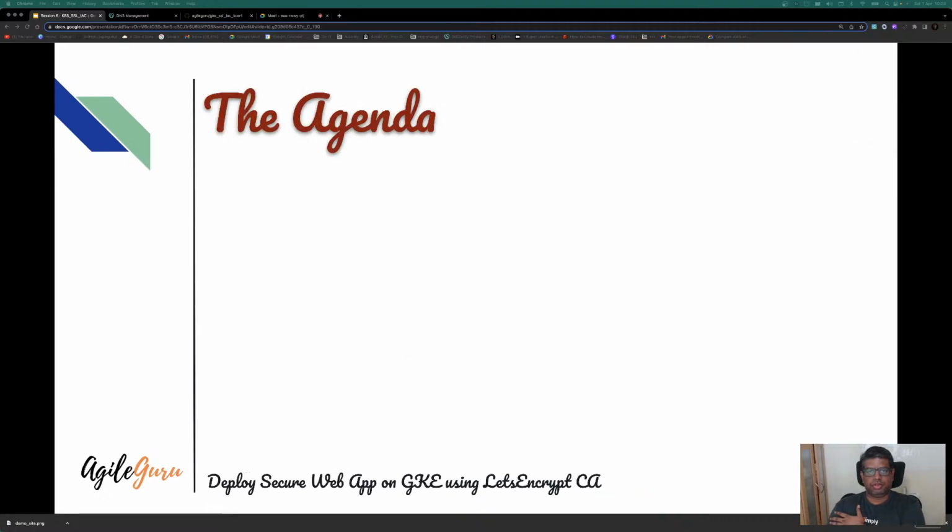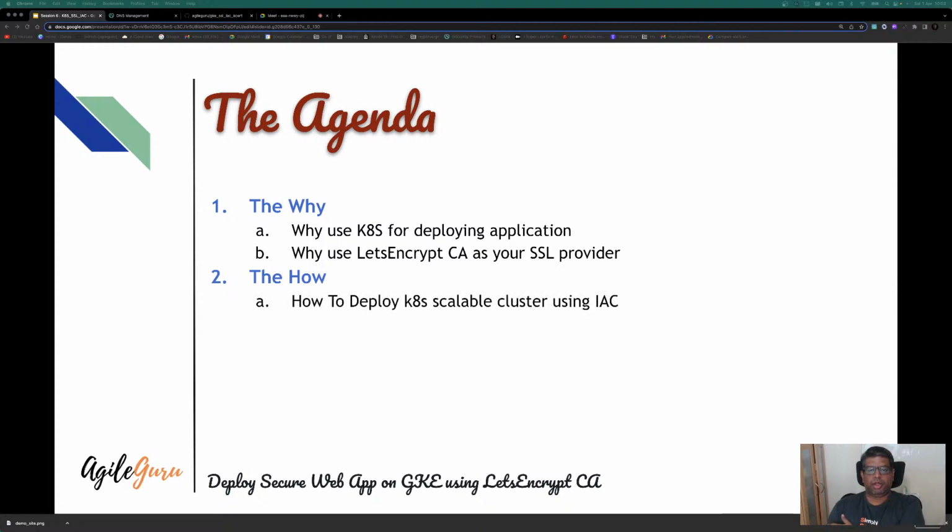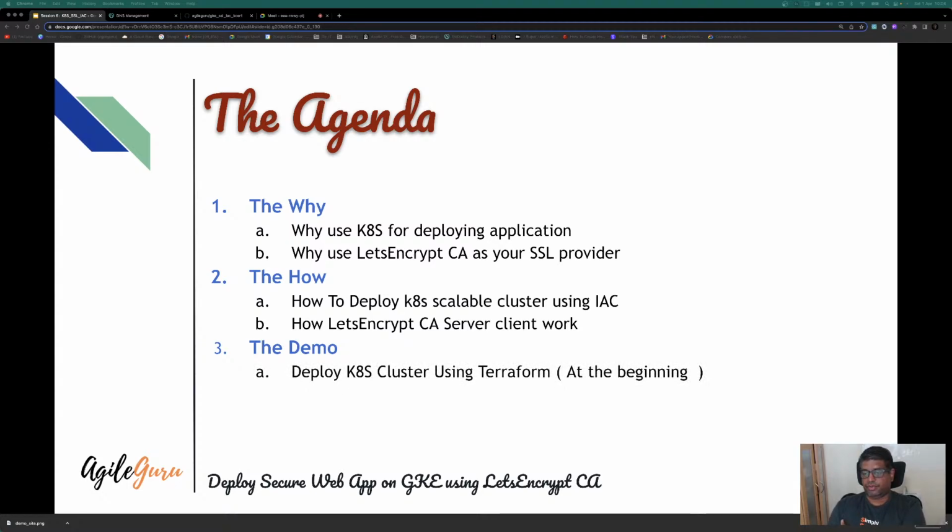So, the agenda today is the why part. The why is why use K8S for deploying applications. K8S stands for Kubernetes, of course. And why use the Let's Encrypt certificate authority as your SSL provider. The how to deploy a Kubernetes scalable cluster using IaC, how to use the Let's Encrypt certificate authority, client, server and client work. And then it will be a full-on demo, deploying a K8S cluster using Terraform and deploying Kcert and a sample application.